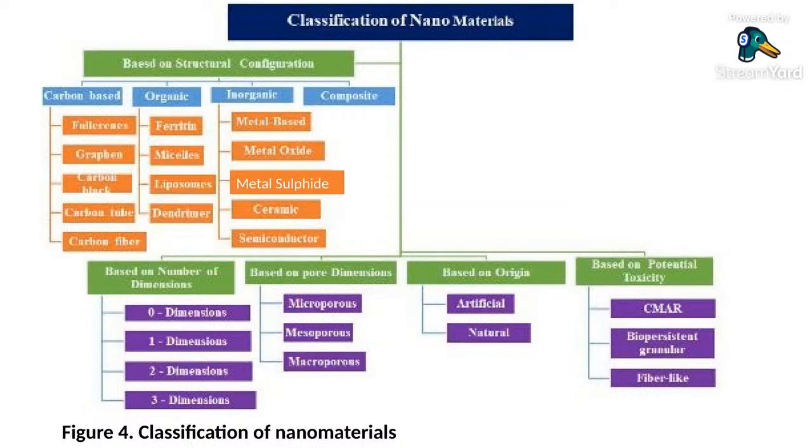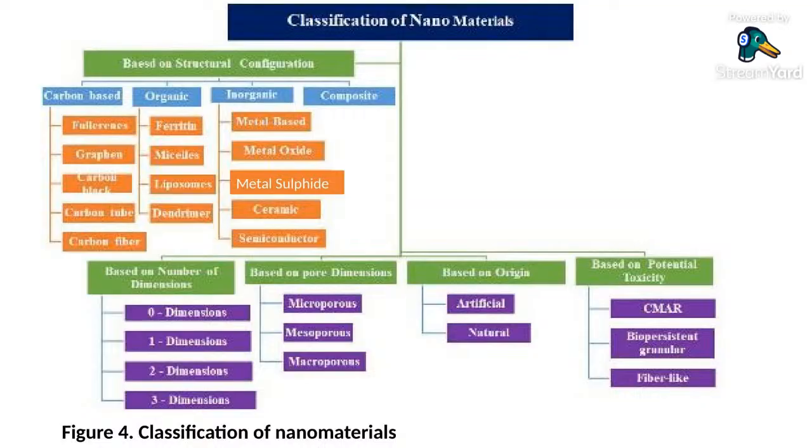Now, classification of nanomaterials. Nanomaterials can be classified into different types. When we classify on the basis of structural configuration, there are different types of nanomaterials, like carbon-based nanomaterials. Examples are fullerene, graphene, carbon black, carbon nanotubes, and carbon fibers. Then in the case of organic, they are ferritin, micelles, liposomes, living nanomaterials. Then inorganic nanomaterials are metal-based, metal oxide, metal sulfide, ceramic, and semiconductor. Then composites, which are a mixture of 2 or 3 nanomaterials.